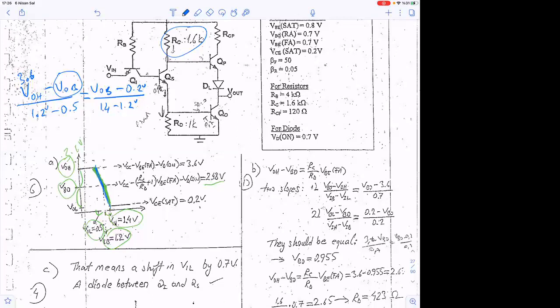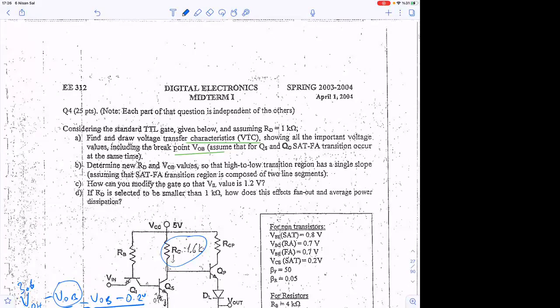Okay, is the equal-slope condition given in the question? Uh-huh. The question is here. So determine new RD and VOB values so that it is single slope.